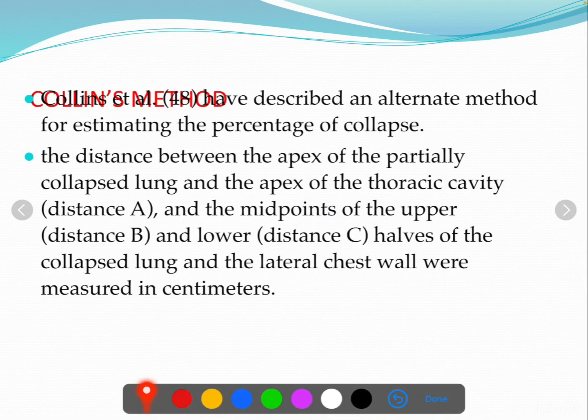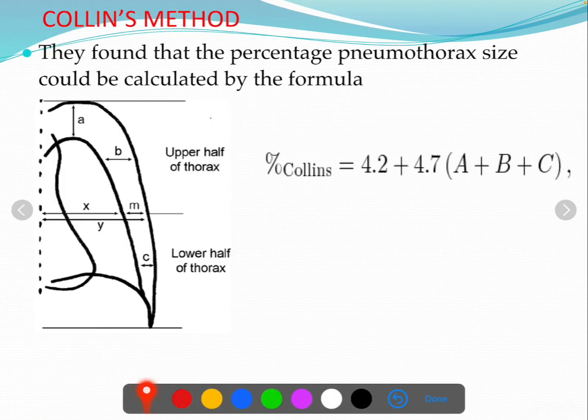Collins has described an alternate method for estimating the percentage of the collapse: the distance between the apex of the partially collapsed lung and the apex of the thoracic cavity. So at the apex we will take distance A, then at the midpoint of the upper half we will take distance B, and in the lower half we will take distance C, of the collapsed lung and the lateral chest wall, measured in centimeters. Again, we can see this in the diagram.